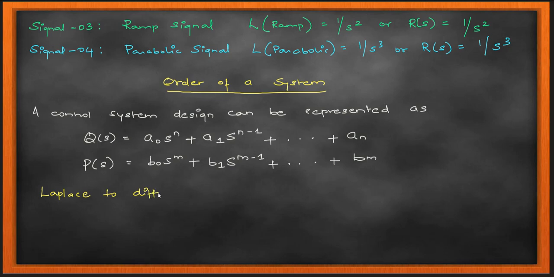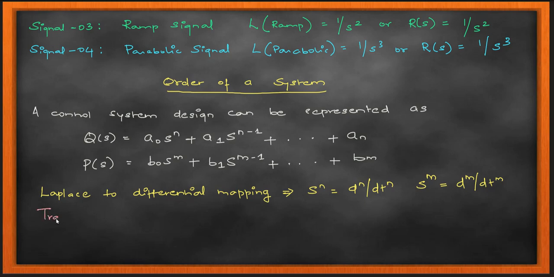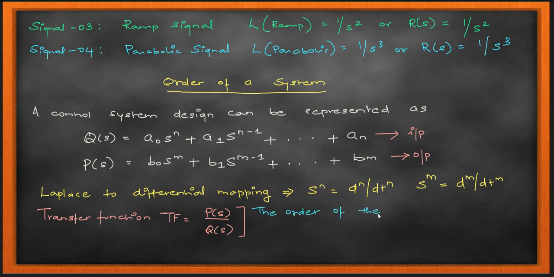What I do is write the differential form, or I can make a control system design in this manner. It is of order, not order, I'll just say power, S to the power of n and S to the power of m. So the differential mapping is S to the power of n is d to the power of n by dt to the power of n, and S to the power of m is d to the power of m by dt to the power of m. Now let us assume one of these, it can be either P or Q, is our input and one is the output, and the transfer function is given by the output by input.